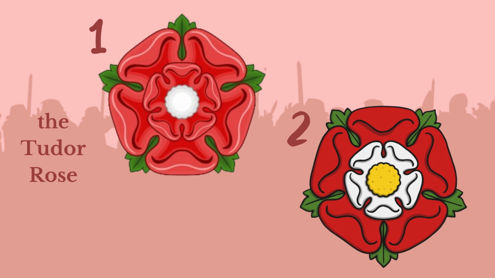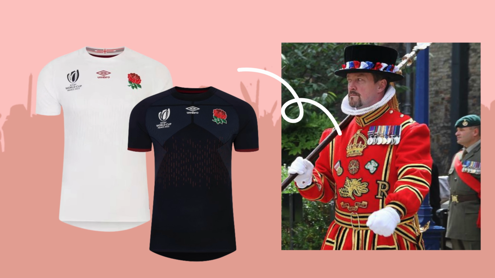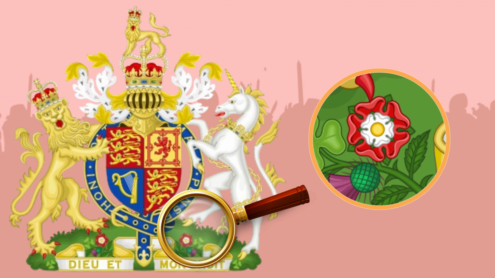Nowadays, the Tudor rose is considered the official symbol of England. It also appears in sports teams such as the England Rugby Union team, while the stylized image of the Tudor rose is seen in the dress uniform of the Guards at the Tower of London and in the royal coat of arms. The Tudor rose is also prominent in a number of towns and cities, even in the USA and Canada.